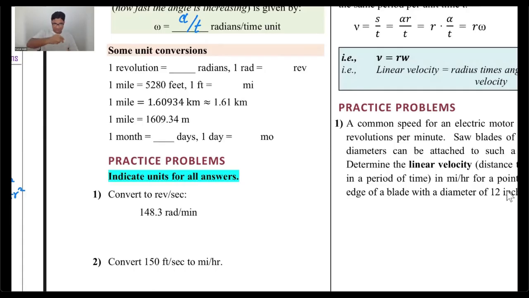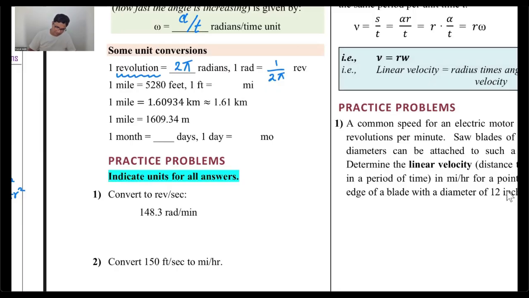One revolution, now the word, okay? One unit that you will hear in angular velocity is the word revolution. And one revolution is one full circle, okay? And then you can understand that should be 2 pi radians, right? Which means 1 radian would be 1 over 2 pi revolutions, okay?